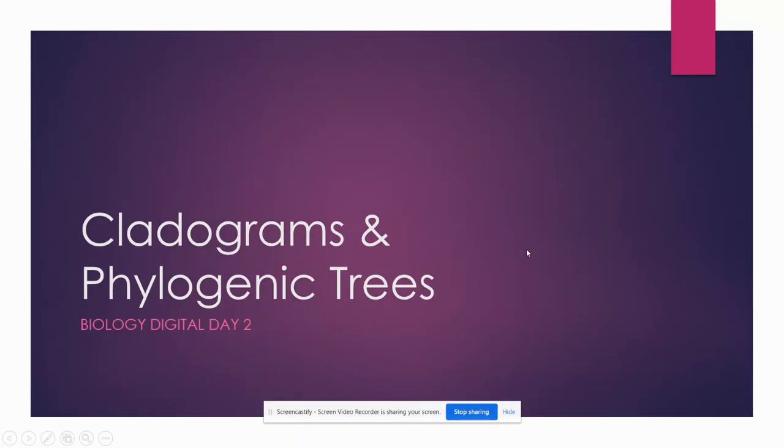Alright, you guys. So, like I said, I just need you to write down these notes as I go along and snap a picture of them and upload them into the Digital Learning Day 2 Dropbox. So today we're going to be talking about cladograms and phylogenetic trees.